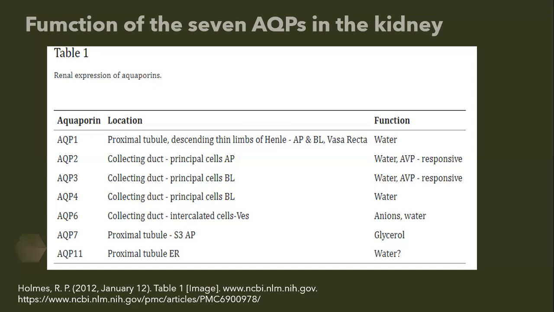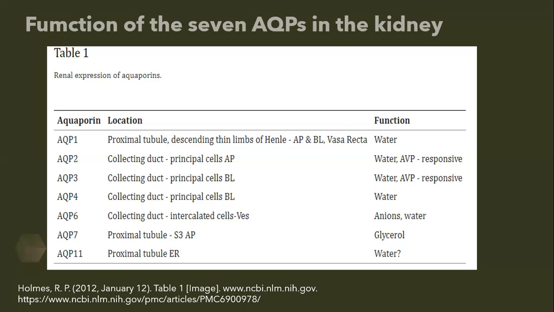AQP3, this one is found in the basolateral membrane of the principal cells of the collection duct. This one helps regulate the flow of water between blood and the interstitium. AQP4 is found in the basolateral membrane of the distal convoluted tubule and in the collection ducts. It helps regulate the flow of water between the blood and the interstitium.